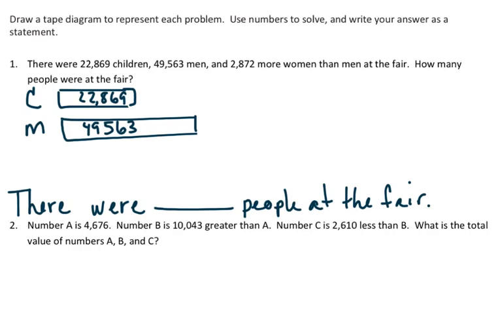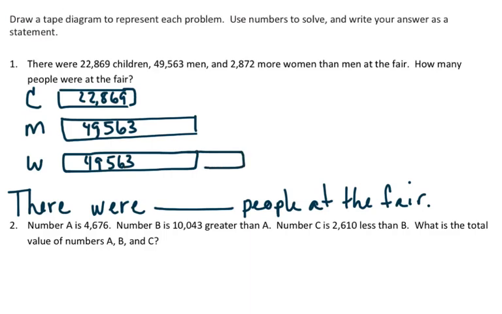So we have 22,869 children, 49,563 men, and for the women, it says it's 2,872 more women than men at the fair. So this is going to represent the same number as the men, so that's 49,563, and then we're adding 2,872 more people for women. So we want to know how much that is all together.